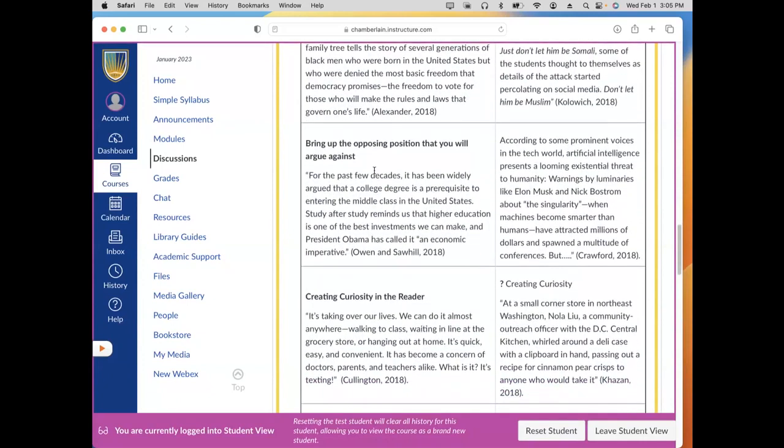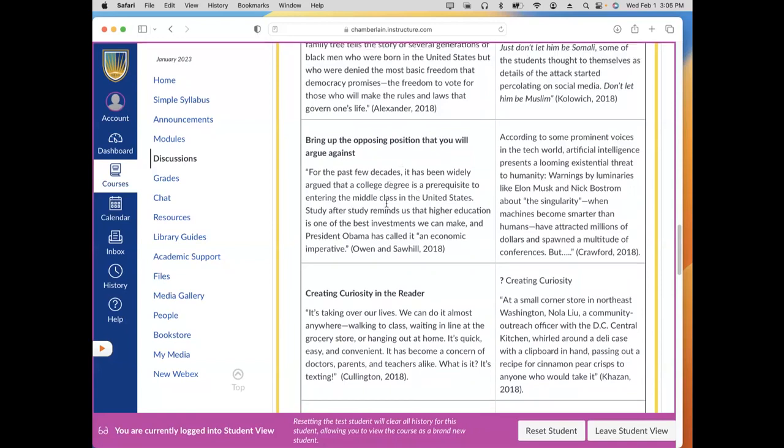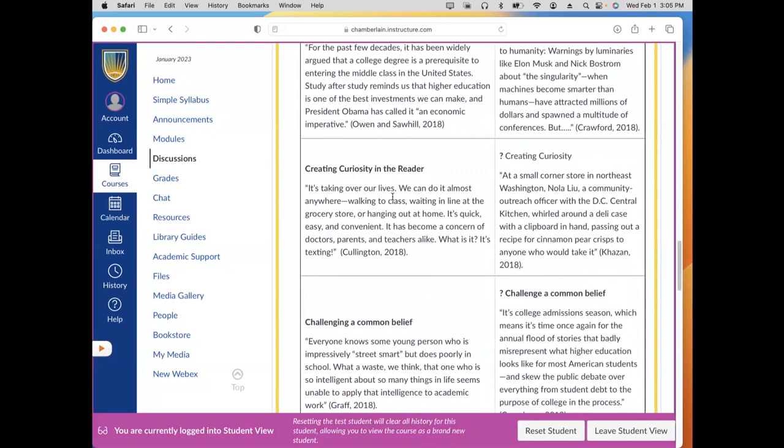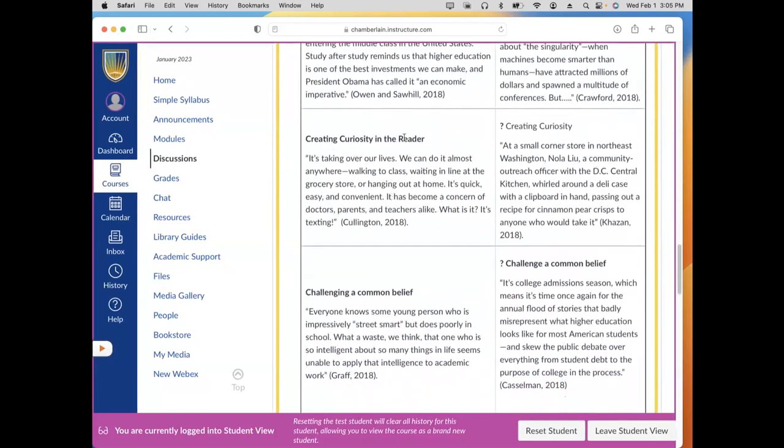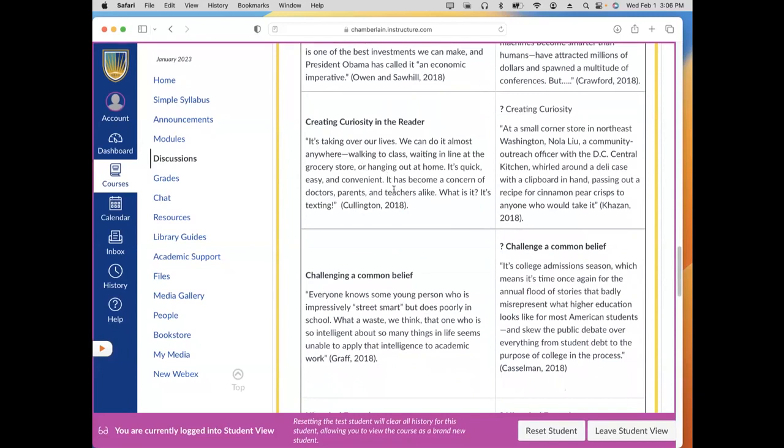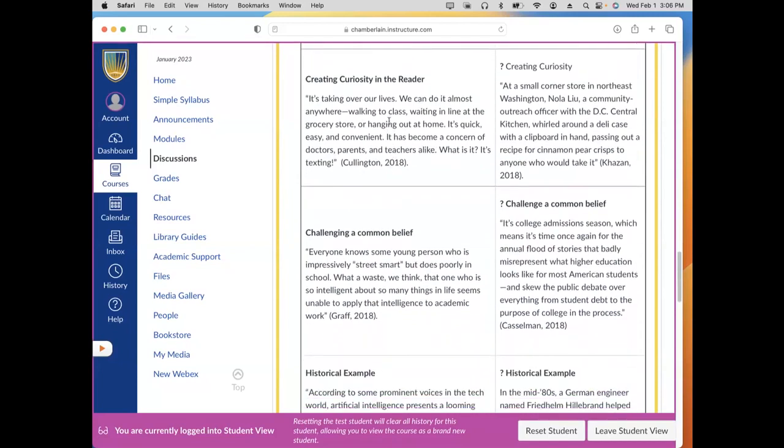You could bring up the opposing position that you're about to argue against. Some people like that strategy. It's almost like a counter argument. You bring up the other side: everybody thinks this, but actually, something else. Another is creating curiosity. You don't know what they're talking about till they get to their main subject. Like, it's taking over our lives, we can do it almost anywhere, and so on. And then you figure out it's texting. That's creating curiosity, a mystery sort of thing.